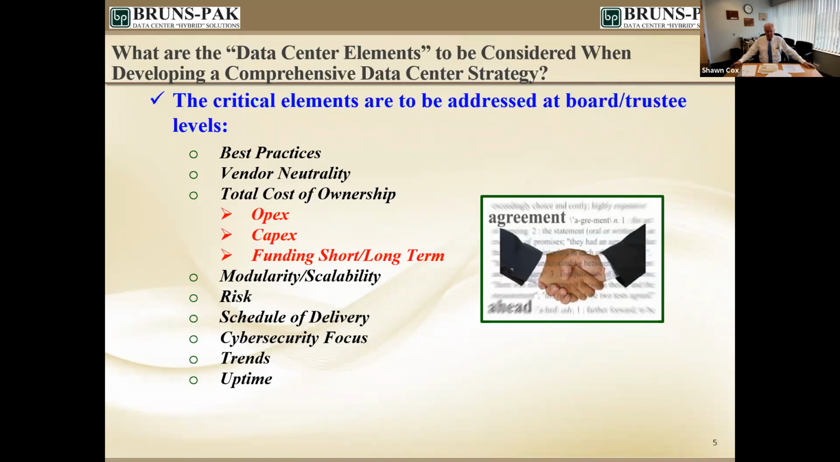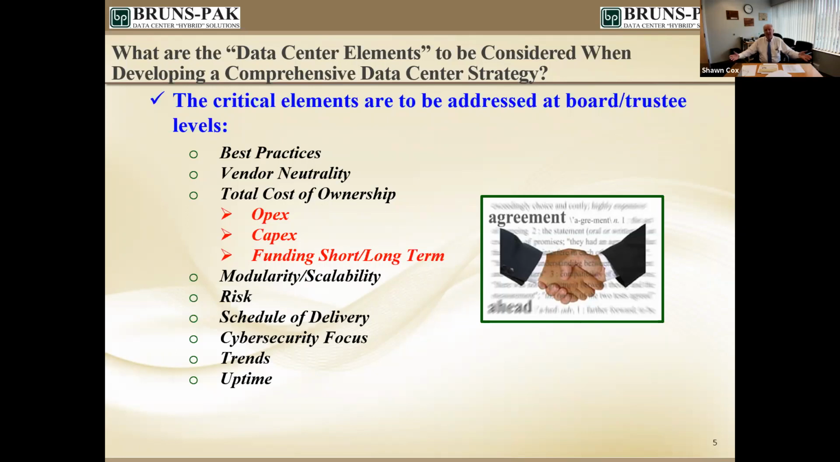Total cost of ownership, OPEX, CAPEX, funding, short and long term. If I'm a board member, I want to understand the cash flows. What does it look like year 1, year 2, year 3, year 4, year 5? That includes renewals. That includes increased costs at a third-party site when I change the software configuration or my network, or I add some hardware or additional space.